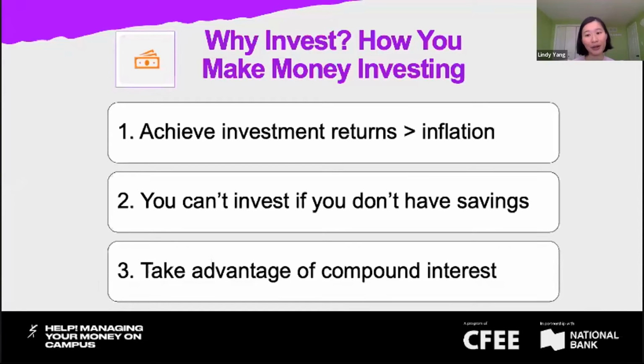Third, when should you start investing? The answer is right now. When it comes to investing, you want time on your side, which will allow for compound interest to really help grow your investments.